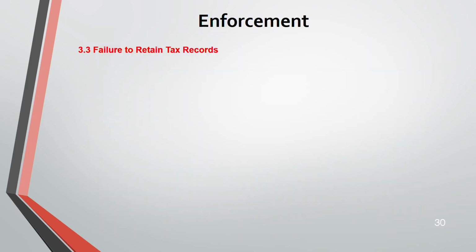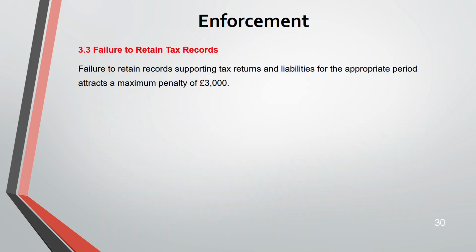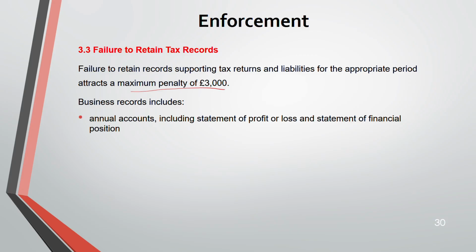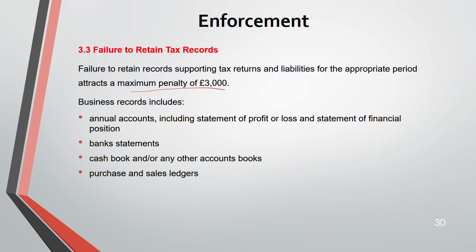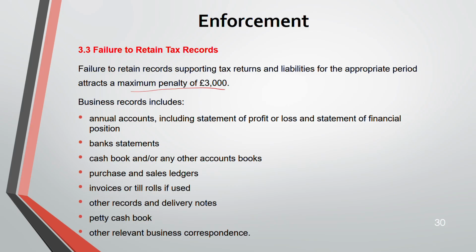Now, failure to retain the tax record, the second mistake. So in this case, the maximum penalty is 3,000. So these are the business records: your annual accounts, including your statement of profit and loss and statement of financial position, your bank statement, cash book, purchase sales ledger, invoices, other records and delivery notes, petty cash book, other relevant business correspondence.